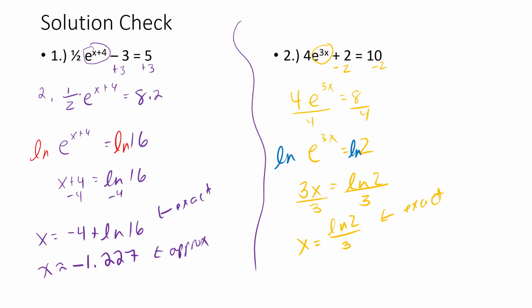And if you are in the market for an approximate answer, we would have the natural log of 2 divided by 3 gives us 0.231. So x is approximately equal to 0.231, and that is my approximate. And there we have it.